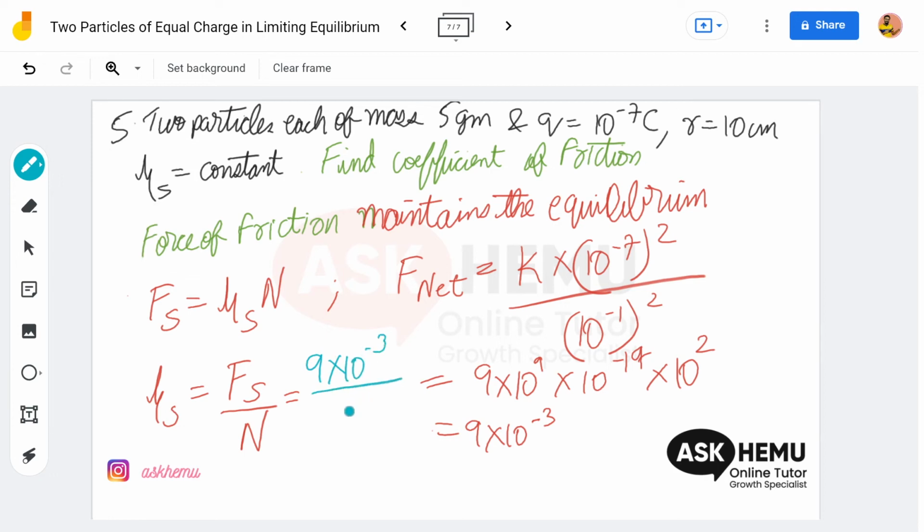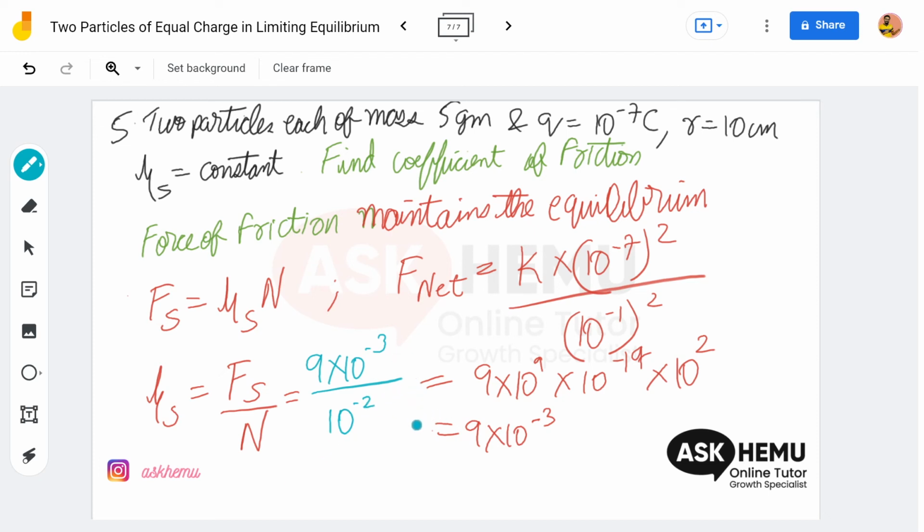And now, what is the normal force here? There are two particles here, right? Two particles having mass 5. 5 plus 5, 10. 10 grams. So 10 grams I have to convert into kilograms. So 10 into 10 to the power minus 3, which is 10 to the power minus 2 kilograms. This is my final answer.